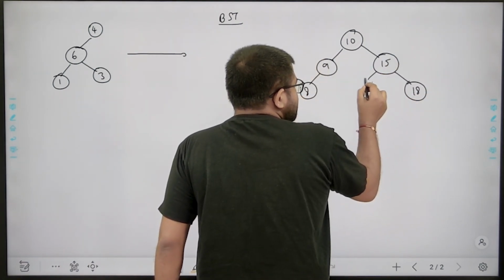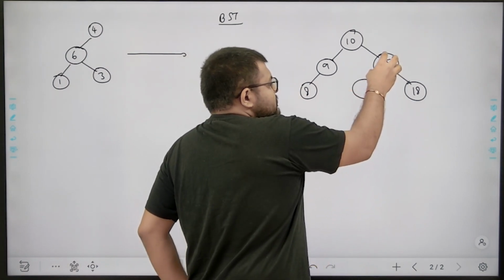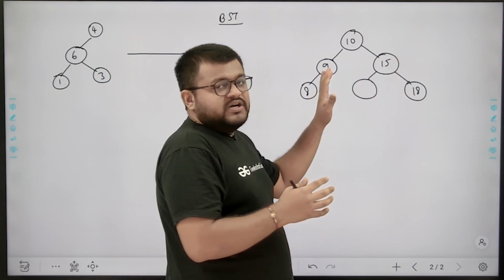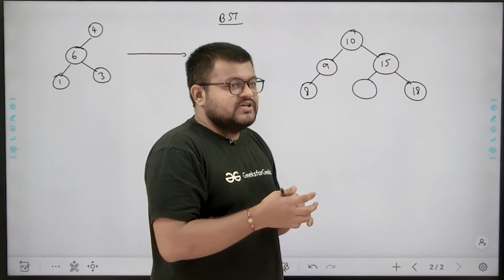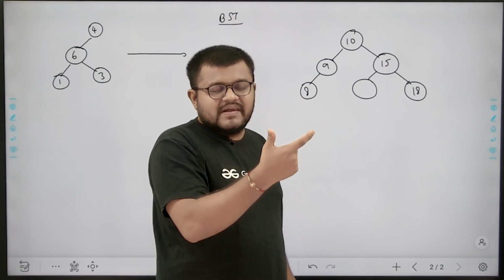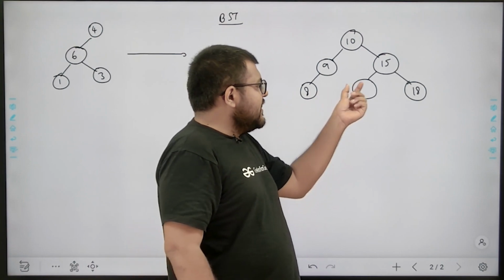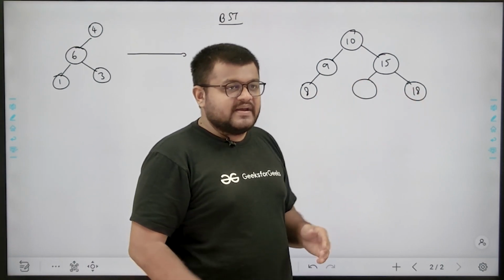Now on the left side of this, what can be the value here? See, this is on the left side of 15. Now this condition should hold true for all the nodes in a binary search tree. So the left child value should be less than the parent's value, and the right child value should be greater than the parent's value.